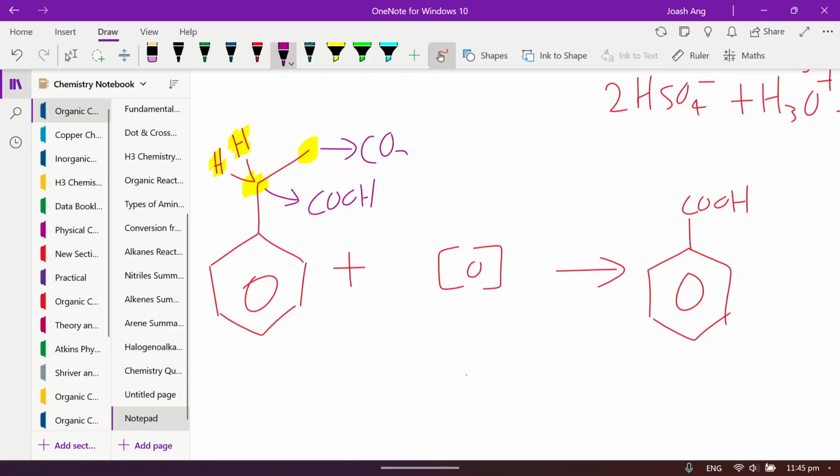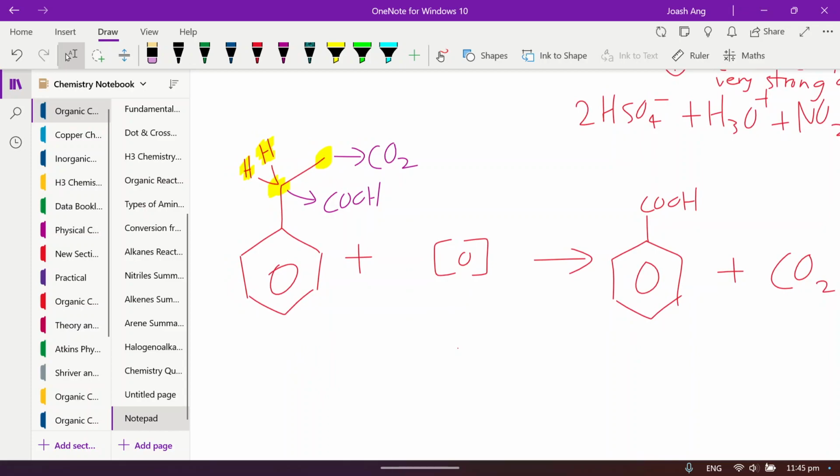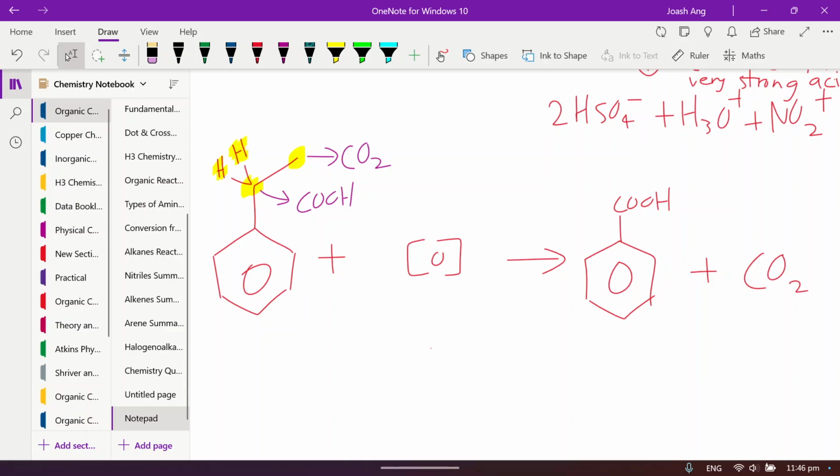Alright, so in this case, to balance the equation, we first know the product is benzoic acid, and then we know that one carbon dioxide molecule will be formed. So we have officially balanced the number of carbon on both sides, 8 on the left and 8 on the right. Then next, we balance the charges. On both sides there are no charges to be balanced, so it's all neutral on left and right side.